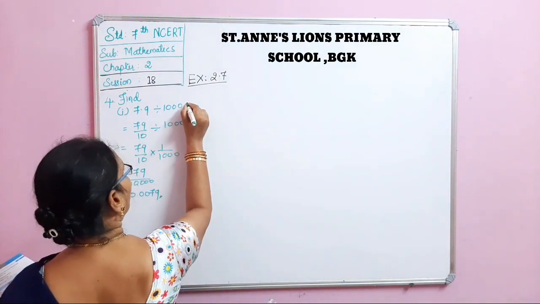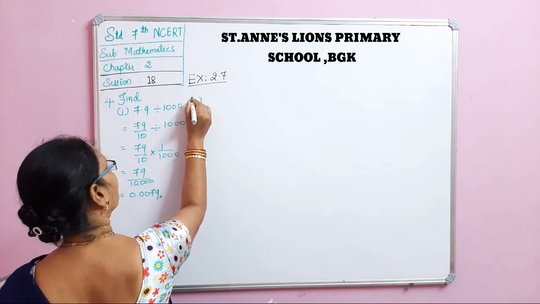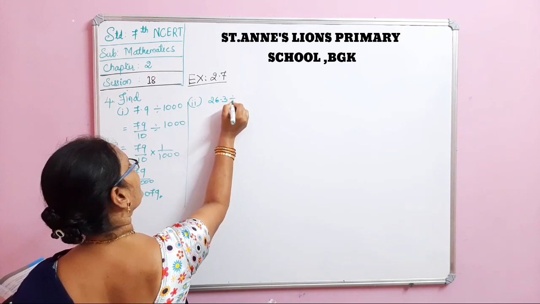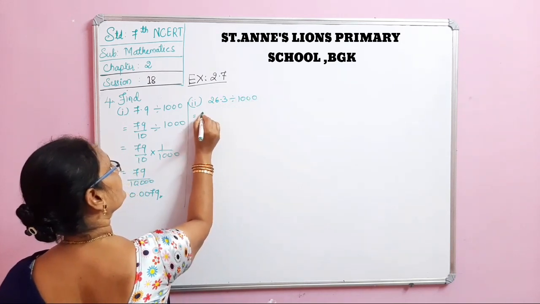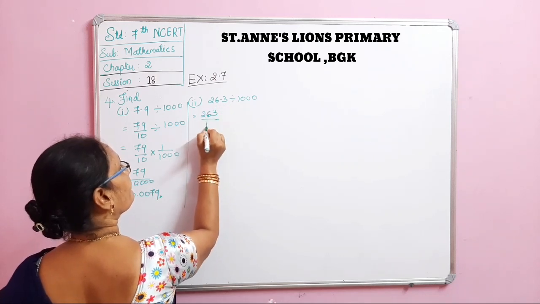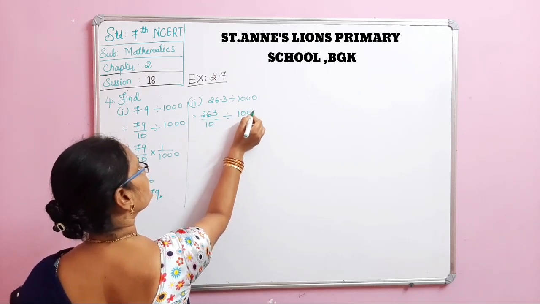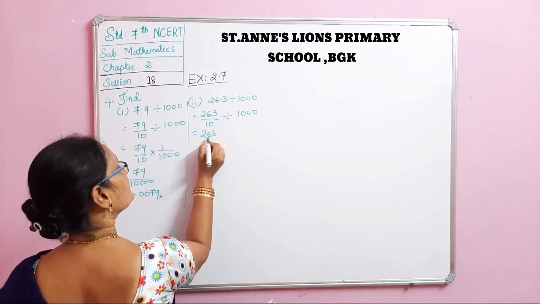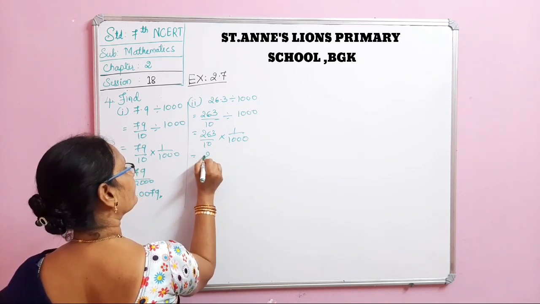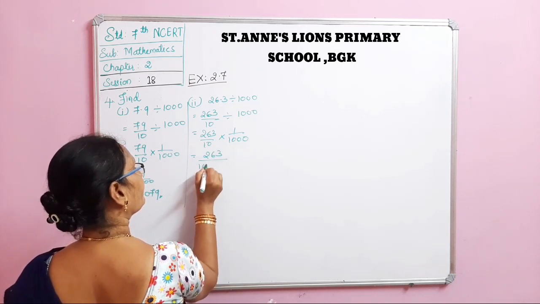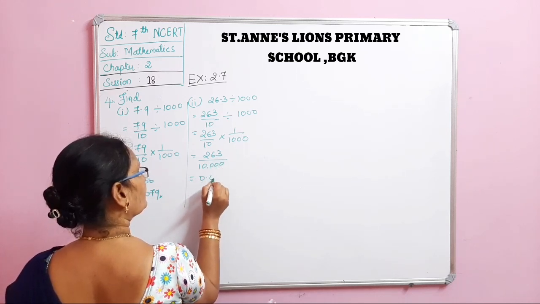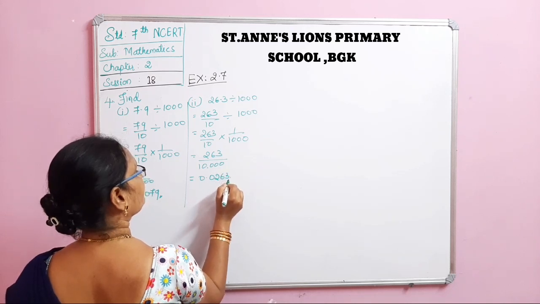Next, second one. Fourth main, second one. 26.3 divided by 1000. 263 by 10 divided by 1000. 263 by 10 into 1 by 1000. 263 by 10,000, that is after 4 places. 0.0263.